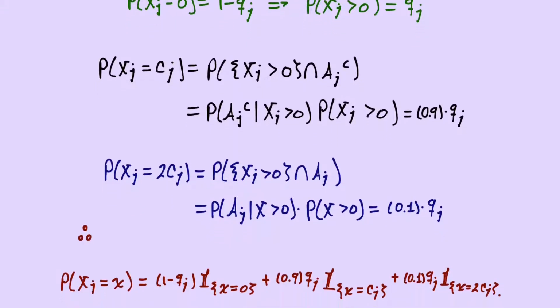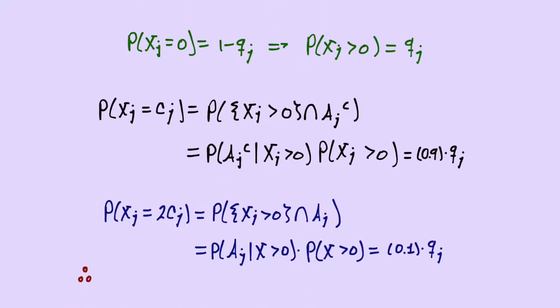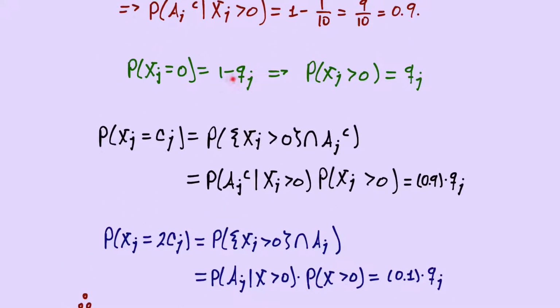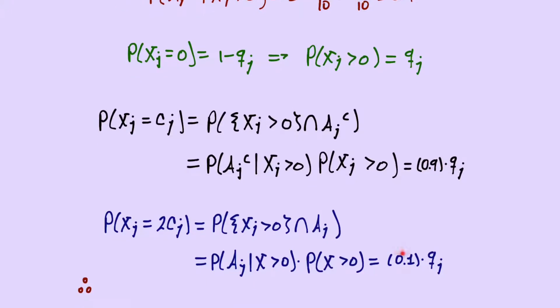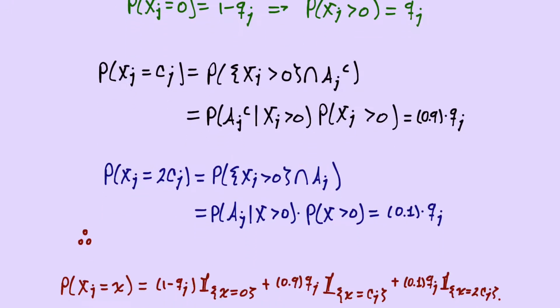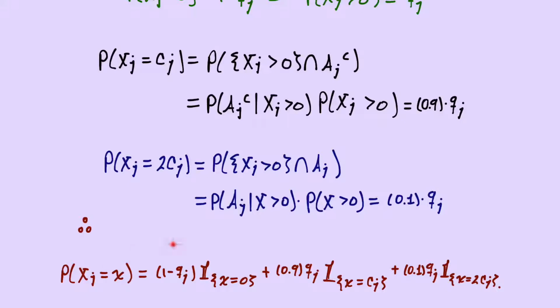So with these three values, 1 minus qj, 0.9 times qj, and 0.1 times qj, we can write the probability mass function of x in terms of these three values and the corresponding indicator functions. It's what we have here in red.